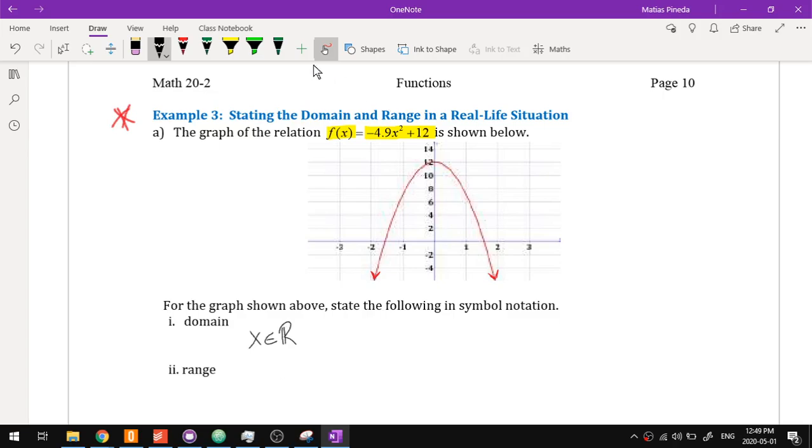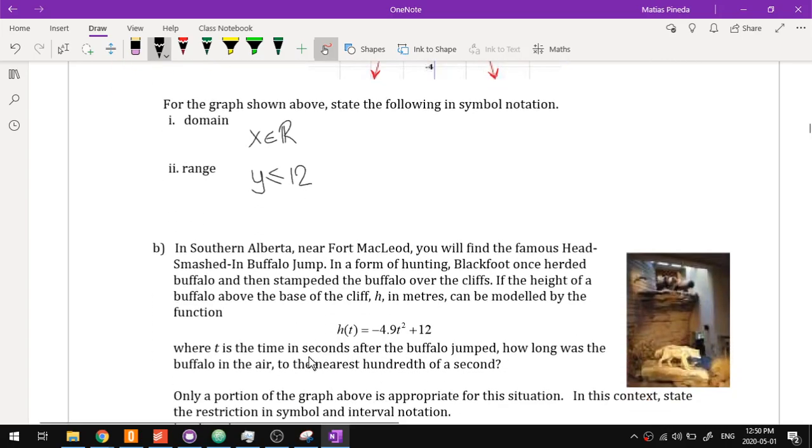The maximum value for the y variable is 12. So y is going to be 12 or smaller. So we're going to say y is less than or equal to 12. So that's your domain and your range. Now what we're going to do here is take this function and put it into a real life context.